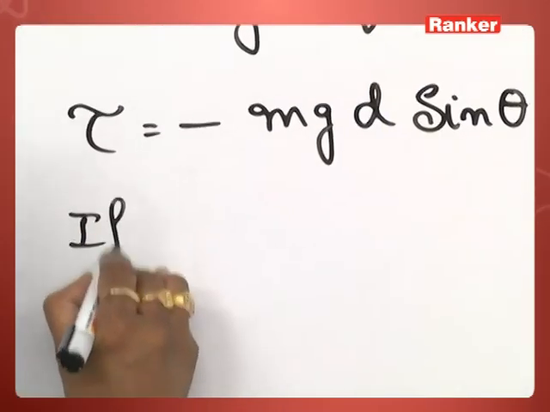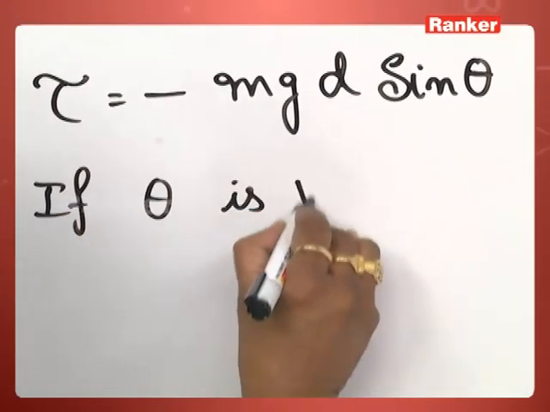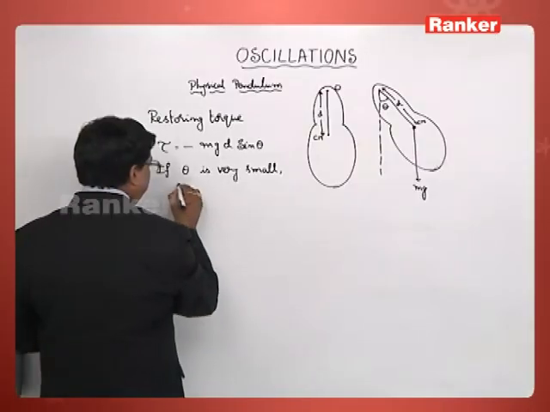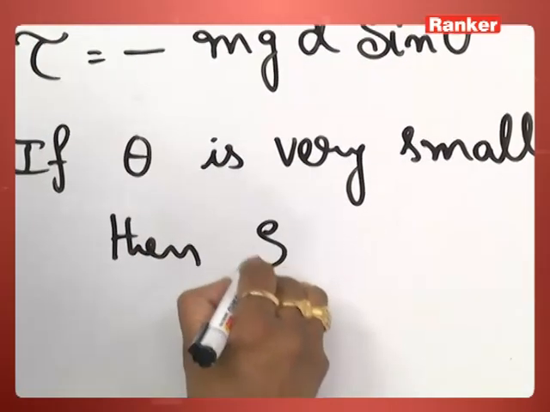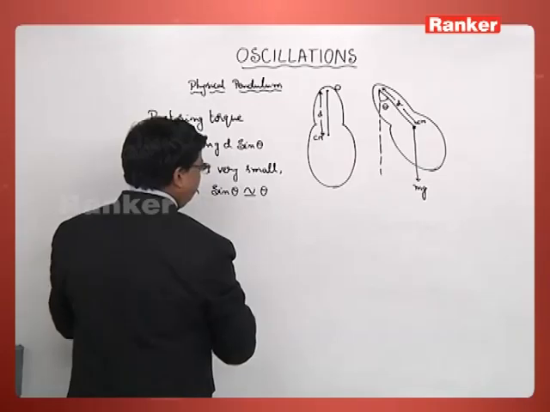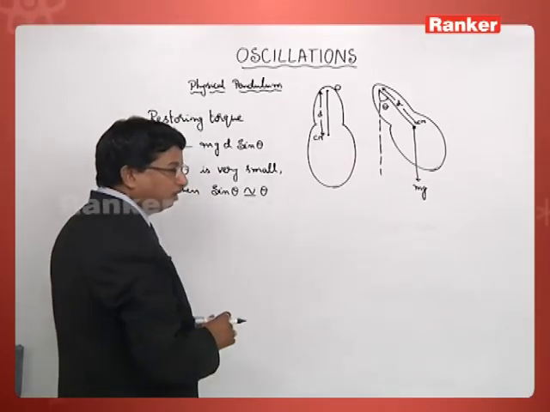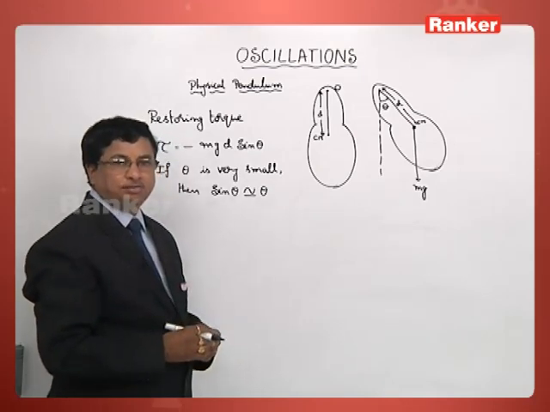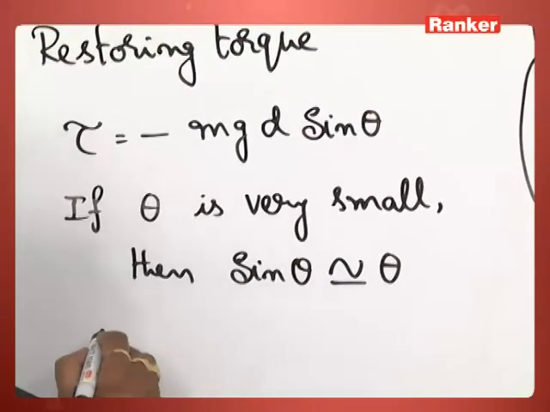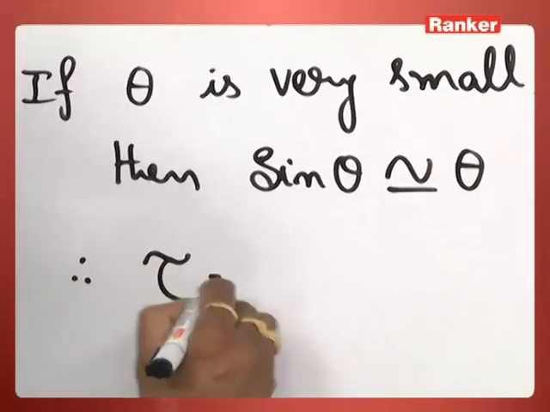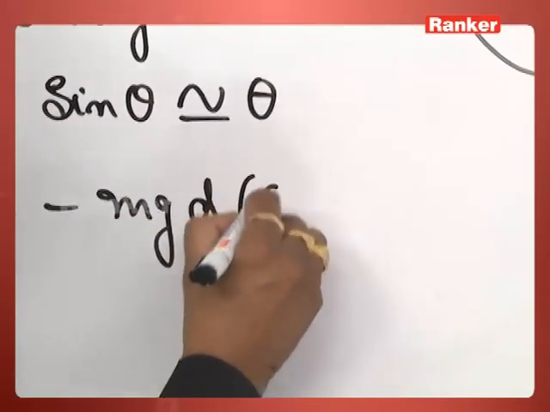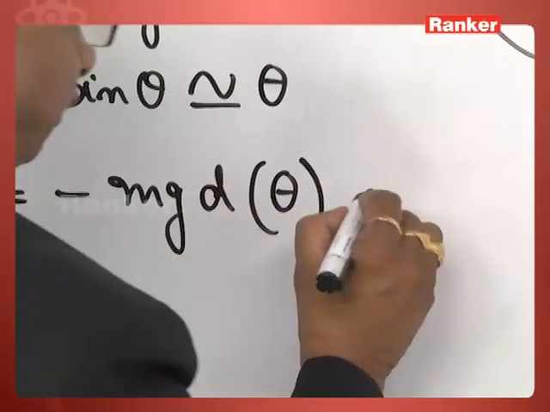If I consider theta is very small, then I can write sin theta nearly equal to theta. In fact, we all know the limit theta tends to 0 of sin theta by theta is equal to 1. So, sin theta can be written as theta. Therefore, the restoring torque now becomes mgd into theta.